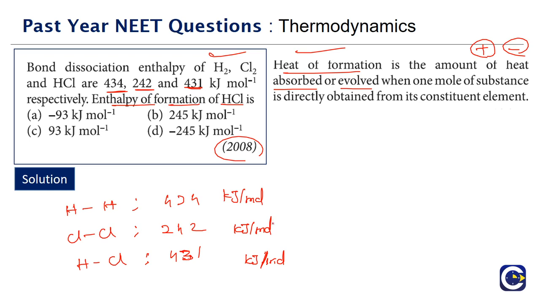Okay. So heat of formation is the amount of heat that is either absorbed or released when 1 mole of the substance is directly obtained from its basic constituent elements. So when we obtain 1 mole of the substance from its basic constituent elements, then for that particular process, whatever is the enthalpy change, we will call it as what? Enthalpy of formation of that substance.